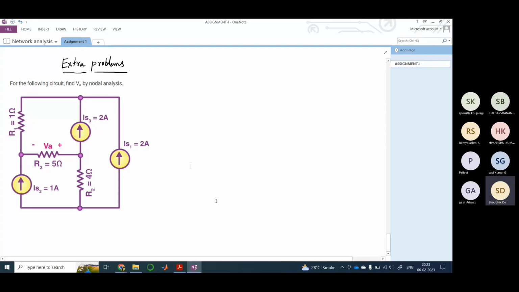So this is a very simple problem where we need to find out VA, the potential across this resistance of 5 ohm, using nodal analysis. Obviously, you can solve this using KVL also, but we will solve it using nodal analysis. Now we will go on solving this problem. First I'll redraw this circuit, so just hang on with me.